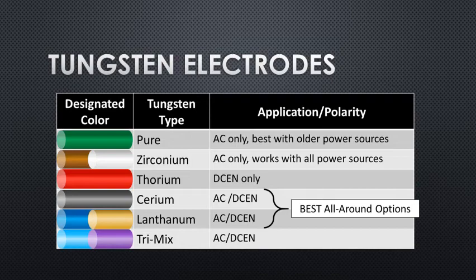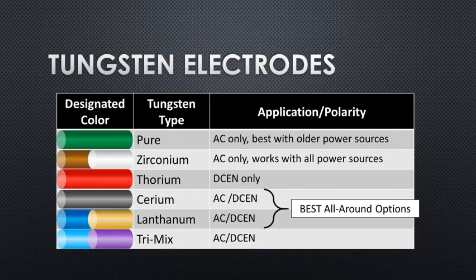Thorium tungsten is the red tungsten, and that's really good for DC electrode negative primarily. It will work in AC, but it produces undesirable nodules on the end of the tungsten, and it doesn't ball very well. So many times we have an erratic arc and poor arc starts when we use thorium.